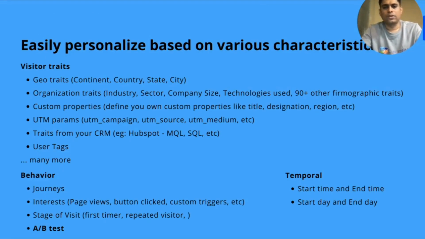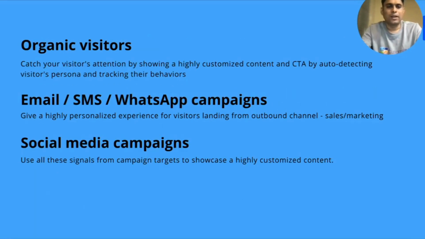Finally, I want to give you a gist of all the things you can personalize. It can be based on geo traits, your own custom properties, UTM parameters, even behaviors, like based on what product pages the visitor has seen in the past. And also, as I mentioned, it can even be temporal, like start of the day, end of the day. A lot of things. Ultimately, you can also personalize for organic visitors, people coming from different campaigns, mailing campaigns or SMS campaigns, and also social media campaigns.